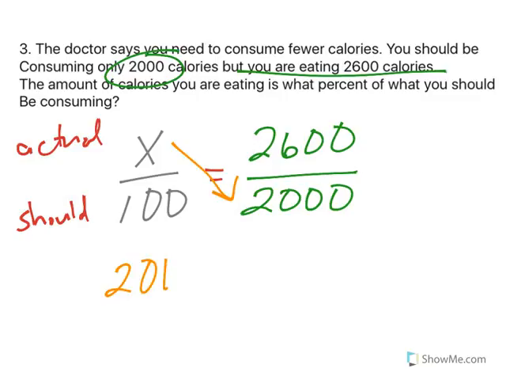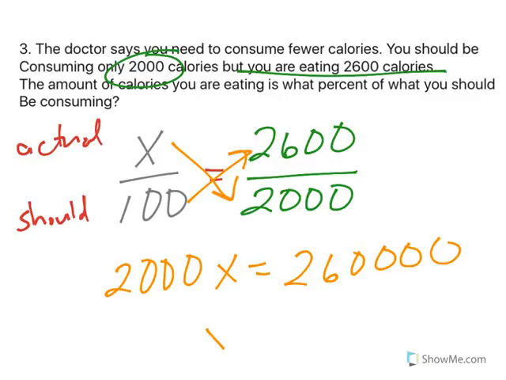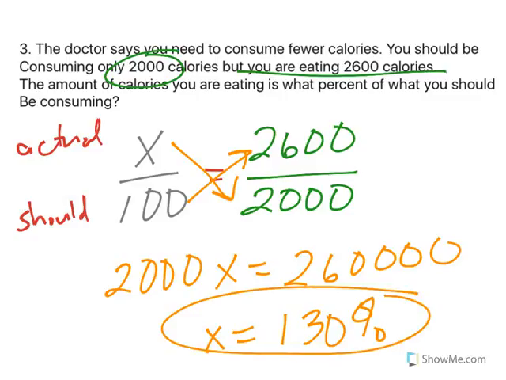Cross multiply, 2,000x. Go this way. I end up with 260,000. Divide both sides by 2,000. And the calories that I'm eating is 130% of what I should be. Again, we're talking about percent. So after I do my math, I just throw a percent sign on the end, and I have my answer.